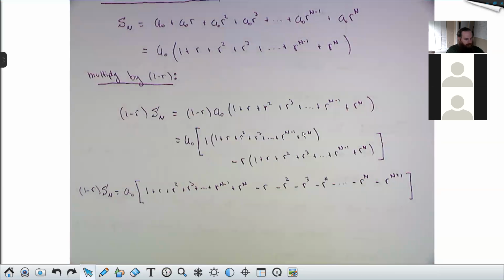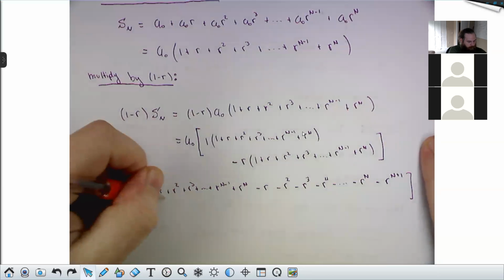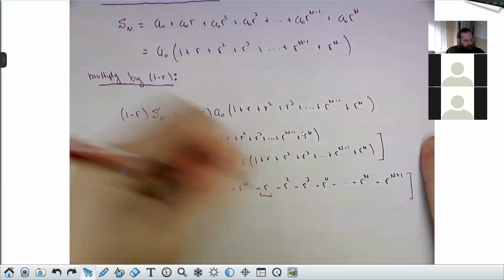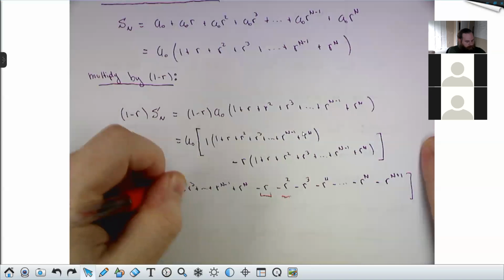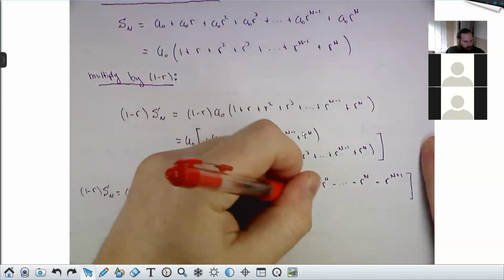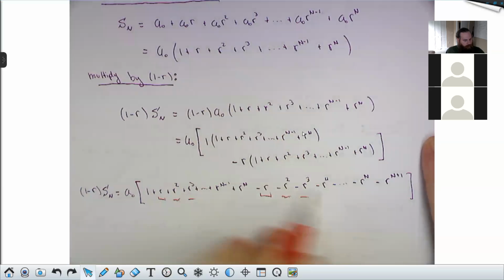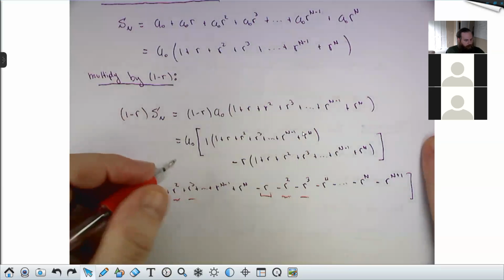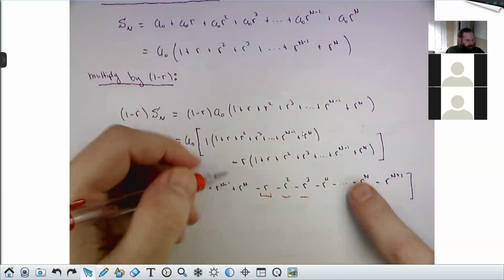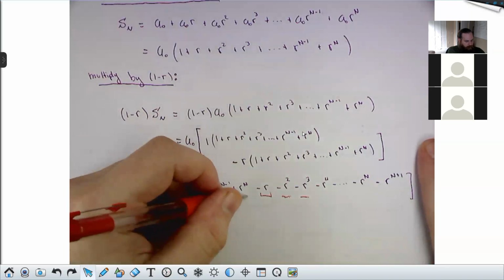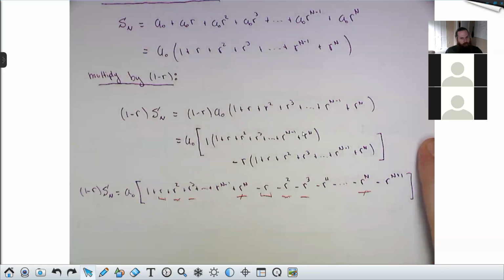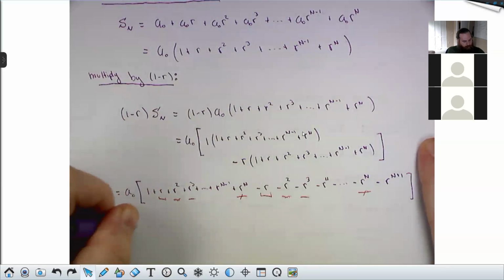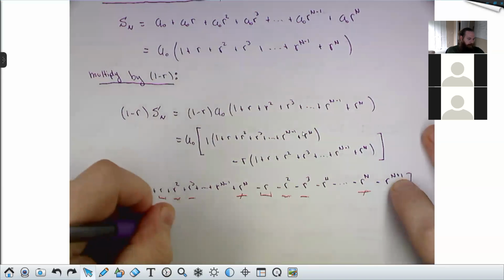And now the fun is cancellation. Look at this. Here's a plus R, here's a minus R. Here's a plus R squared, here's a minus R squared. Here's a plus R cubed, here's a minus R cubed. There's a plus R to the 4 here that's going to be soaked up by this minus R to the 4. Plus R to the n minus 1 is going to be soaked up by the term right before this. Plus R to the n, it'll be soaked up by this. So the only things that survive, this is going to be A naught times this 1 and this minus R to the n plus 1.